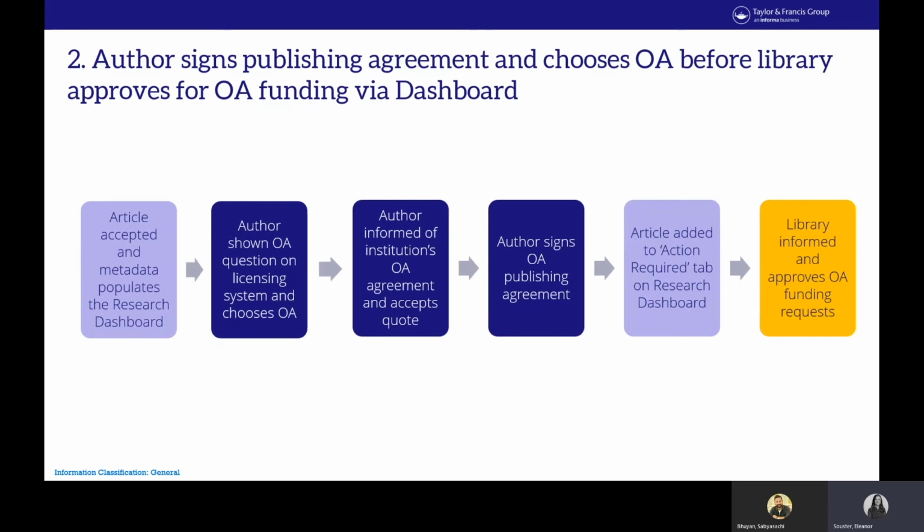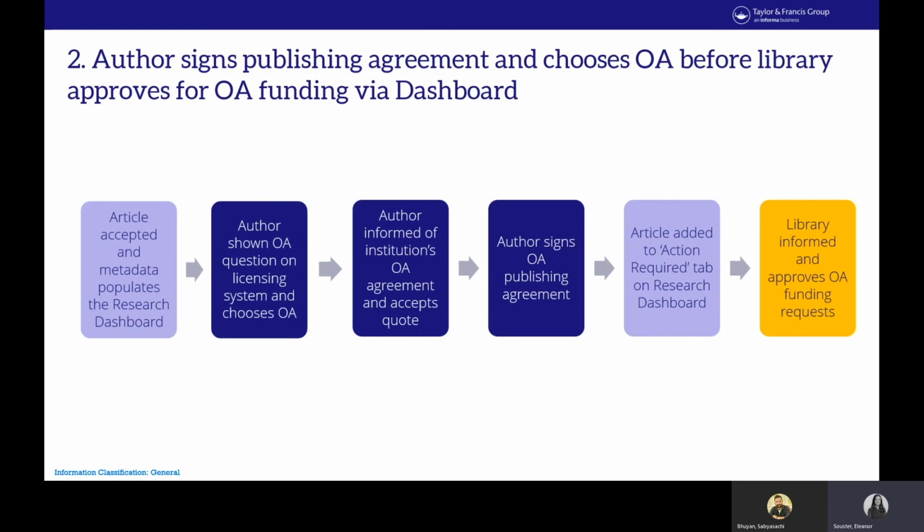Now, it's important to note here that even if the author went through the process and for some reason didn't select yes to open access or decided not to publish open access, the article metadata would still populate your research dashboard account. And if you approved that article for funding, the article would still be made open access. So the library can almost overrule the decision made by the author if the article is eligible under the agreement, because of course we want to ensure maximum take up of the agreement and the article allocation through the dashboard.